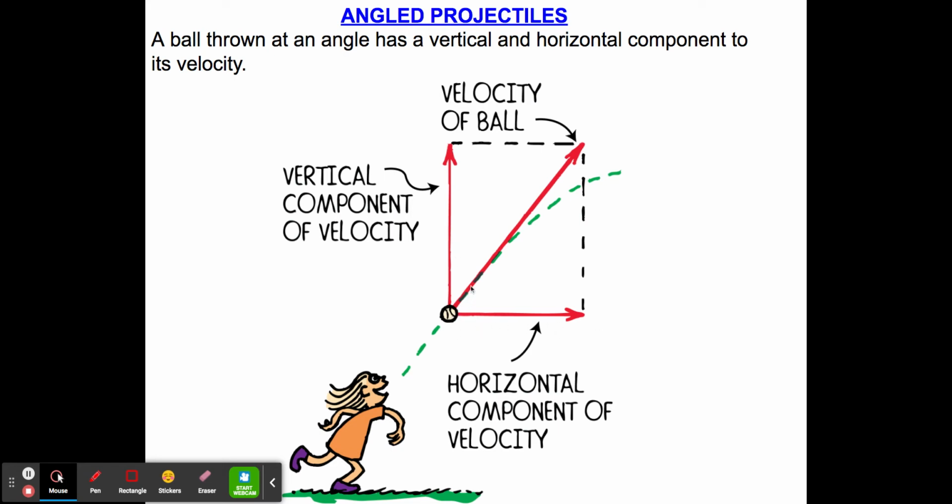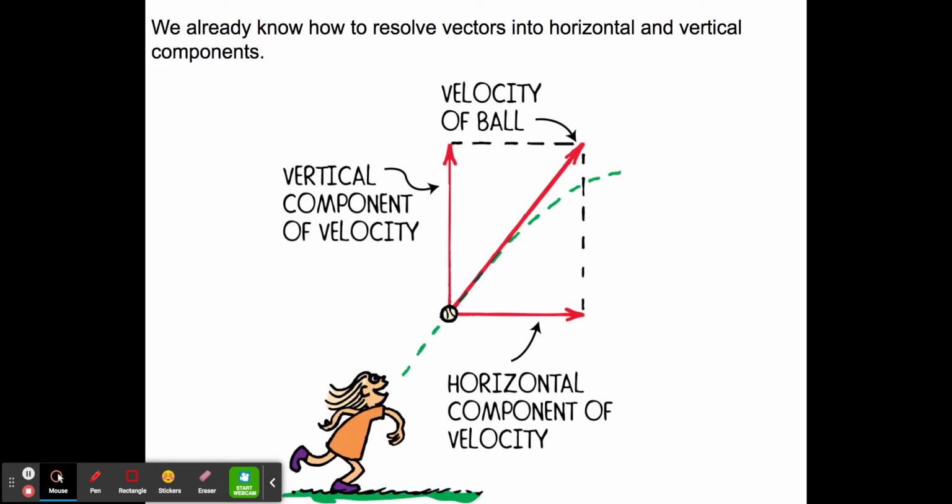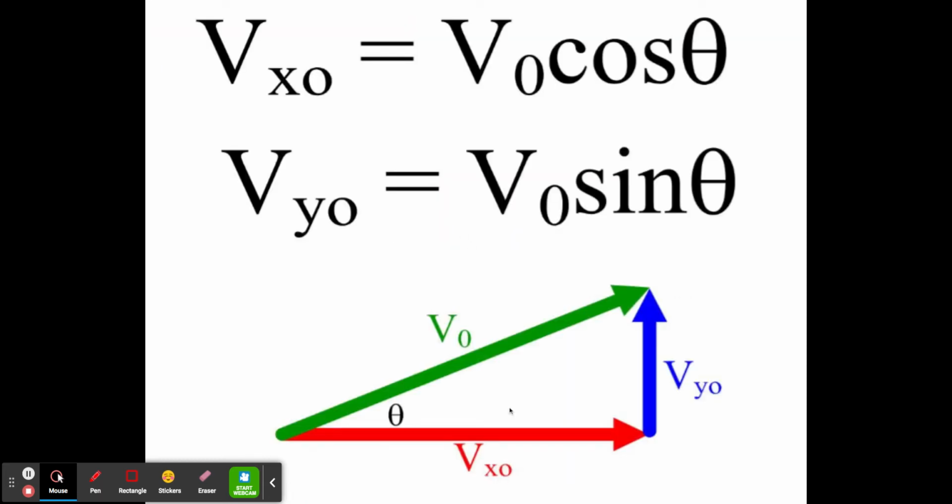of velocity. So here is the overall velocity of the ball that you actually threw it at, but we can say that it has a vertical part of it and a horizontal part of it, or components there. So we already know how to resolve a vector into horizontal and vertical components. We've practiced that already in class, and so we can do it right here as well. So here's how we do it.